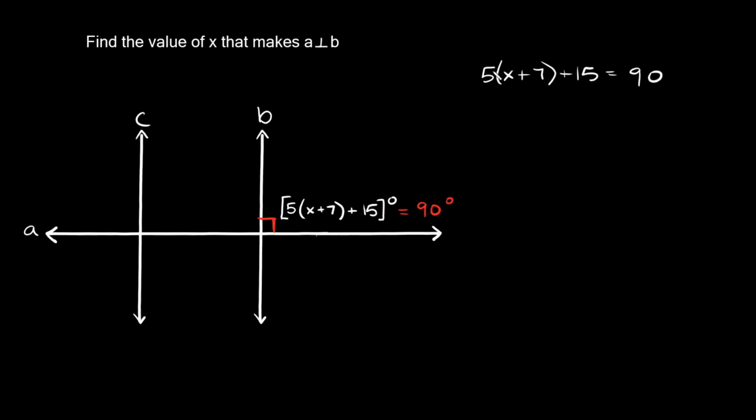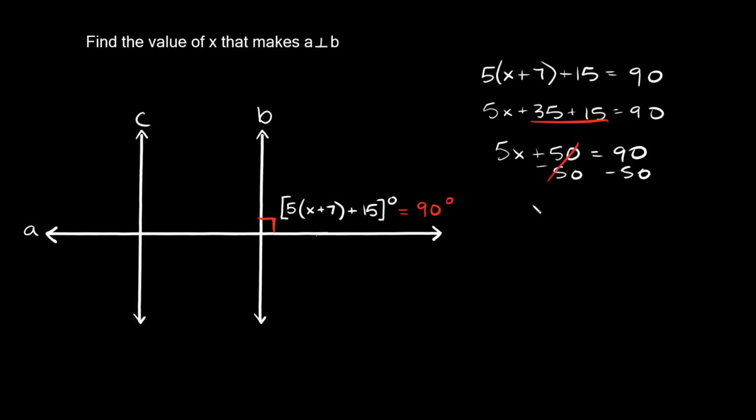Solving for x, the first thing we can do is distribute. So we'll have 5x plus 35 plus 15 is equal to 90. Now we have 5x, and 35 plus 15 is equal to 50, so 5x plus 50 is equal to 90. Then we get rid of the 50 by subtracting from both sides, and it cancels out. So you get 5x is equal to 90 minus 50, which is 40. Lastly, we'll get rid of the 5 by dividing by 5 on both sides. These cancel out, so we get x is equal to 40 divided by 5, which is equal to 8. So x is equal to 8.